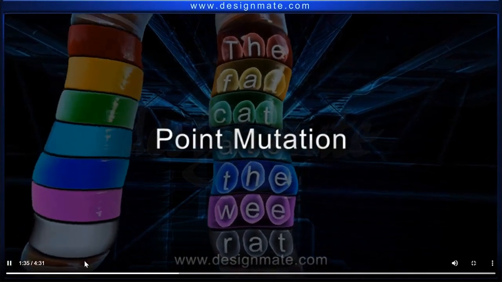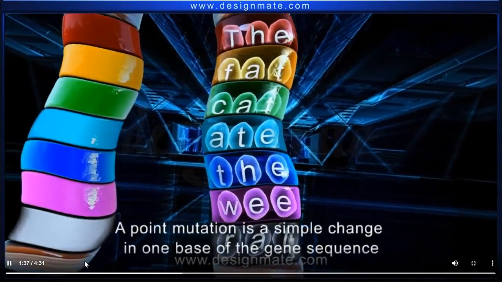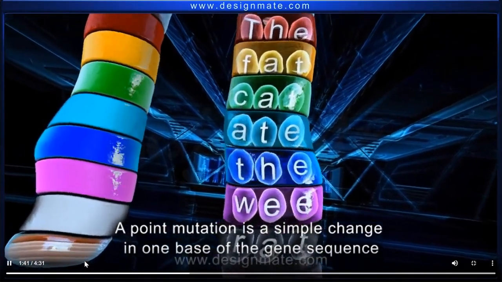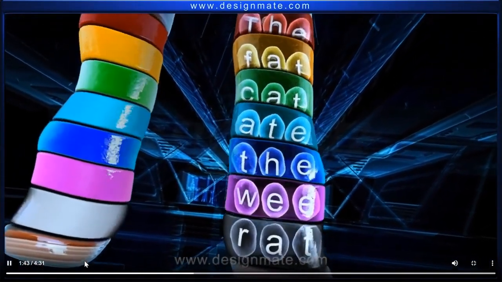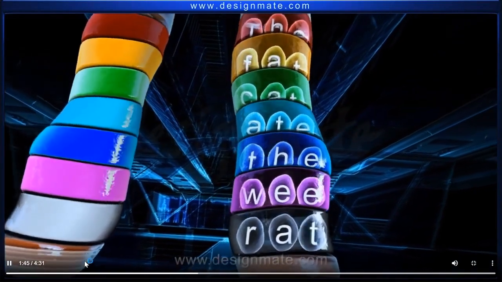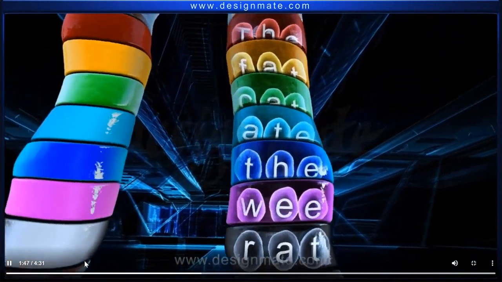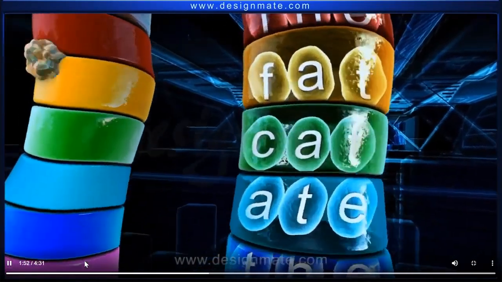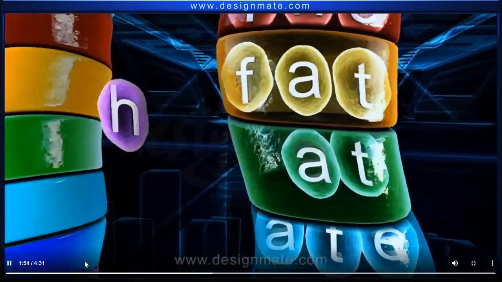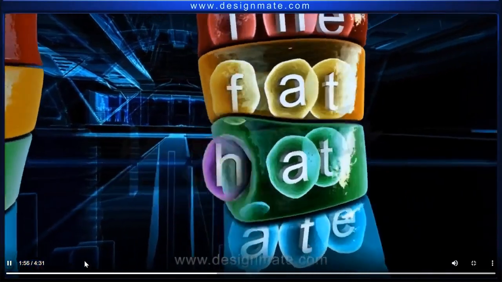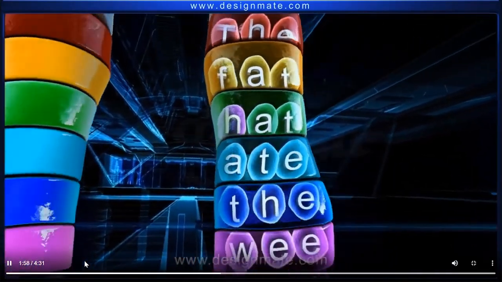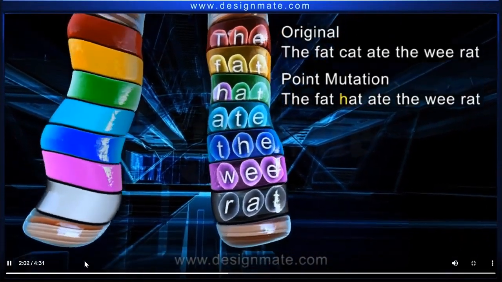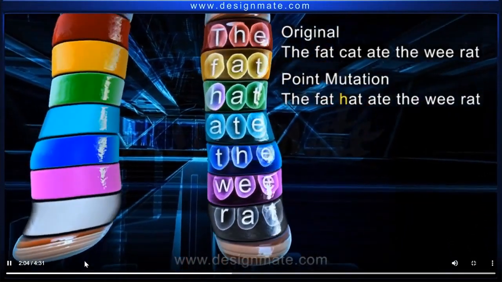Point mutation. A point mutation is a simple change in one base of the gene sequence. This is equivalent to changing one letter in a sentence, such as this example, where we change the letter C in cat to an H. After point mutation, it changes to "The fat hat ate the wee rat."